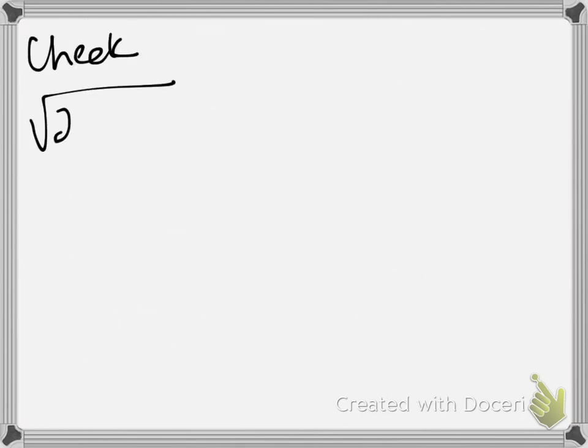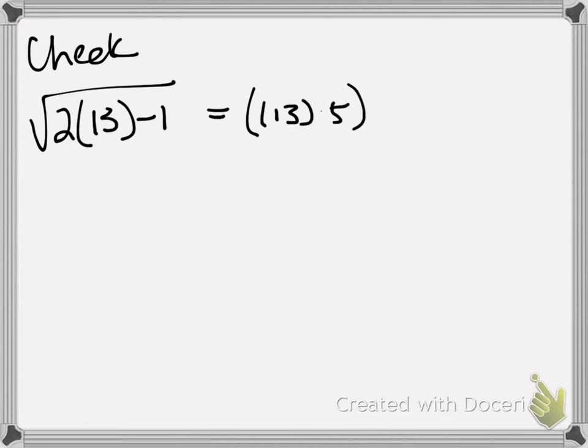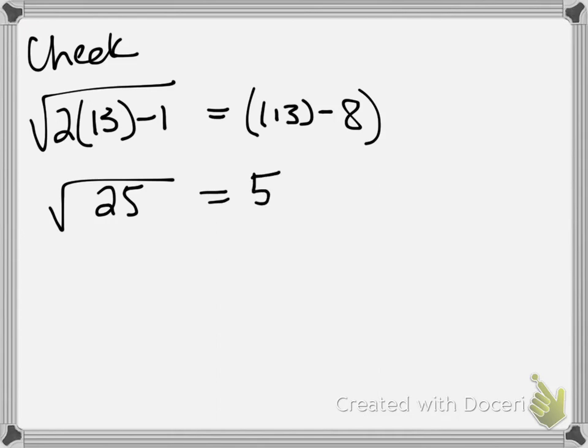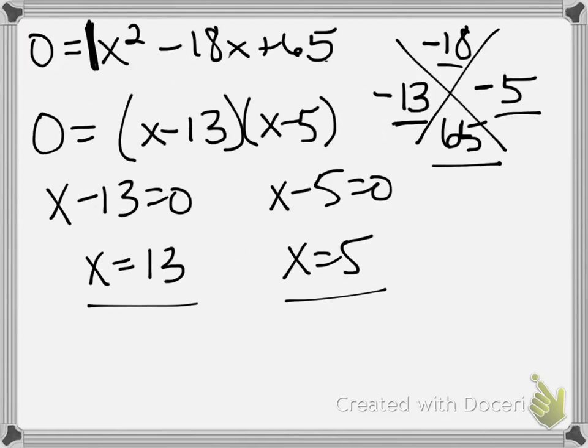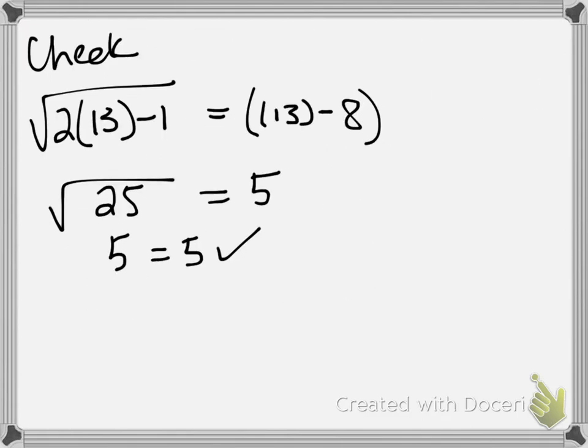So I'm going to have the square root of 2 times 13 minus 1 equals 13 minus 8. Oops, why did I just write a 5 there? That was weird. 13 minus 8. Oh, I know, I did that because I had already done 13 minus 8 mentally. So I now have the square root of 2 times 13 is 26. And 26 minus 1 is 25. And 13 minus 8 is 5. So the square root of 25 is 5. So 5 equals 5. So 13 is a winner. That works. That is a solution.